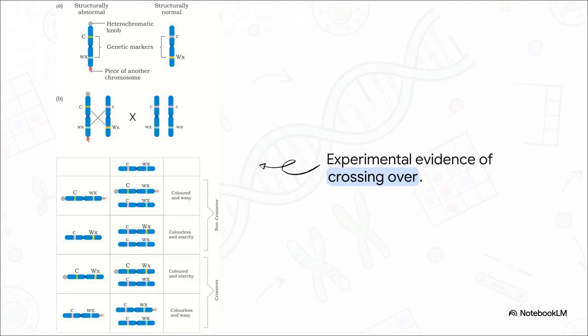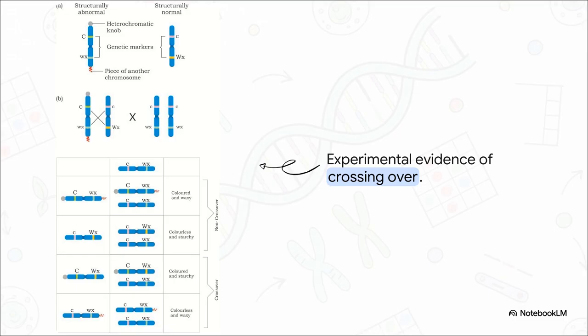Now, what's really interesting about this is the literal physical proof that this happens. Classical experiments by scientists like Harriet Creighton and Barbara McClintock used genetic markers to observe chromosomes structurally swapping pieces. So it wasn't just some abstract mathematical theory anymore. You could actually see the chromosomes crossing over under a microscope.